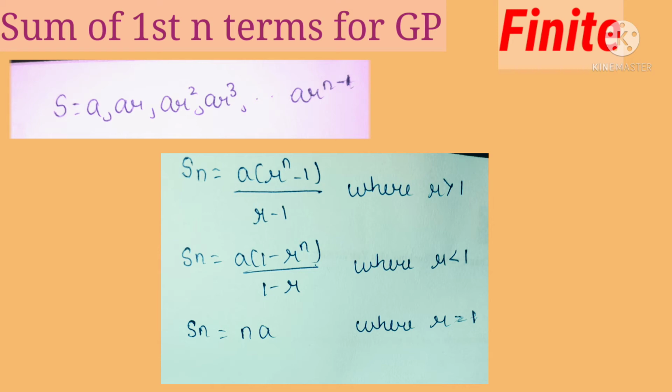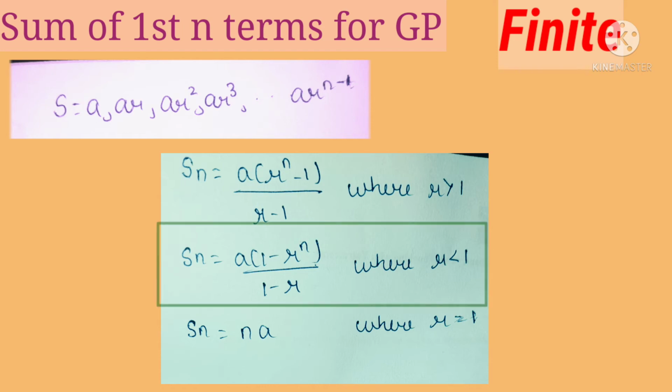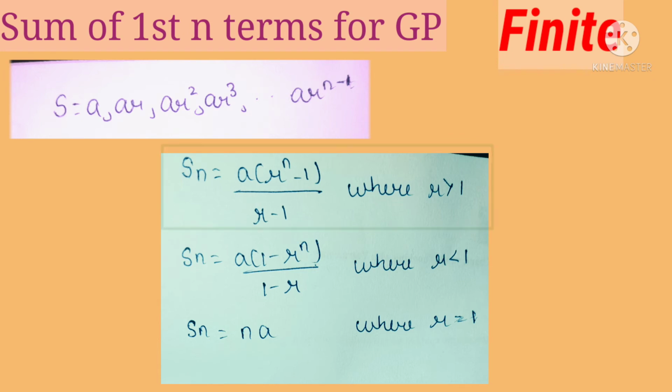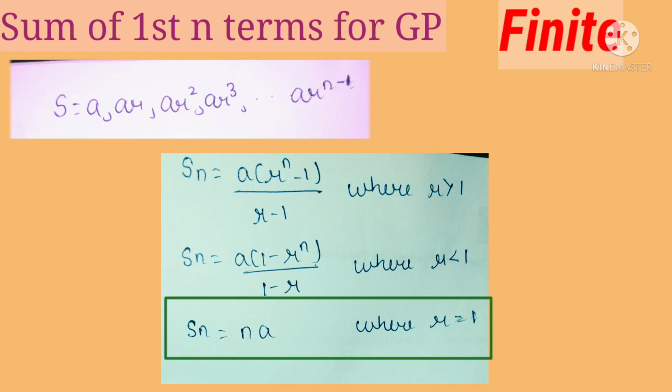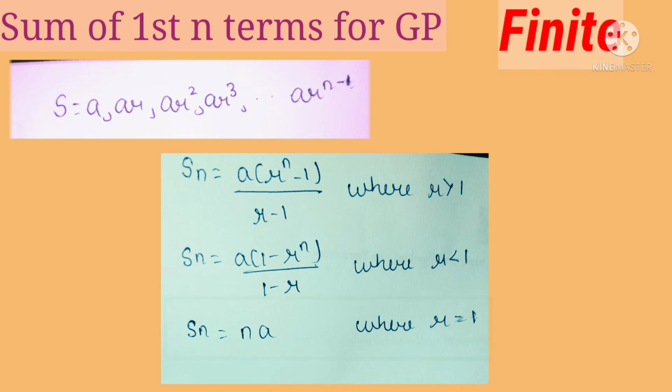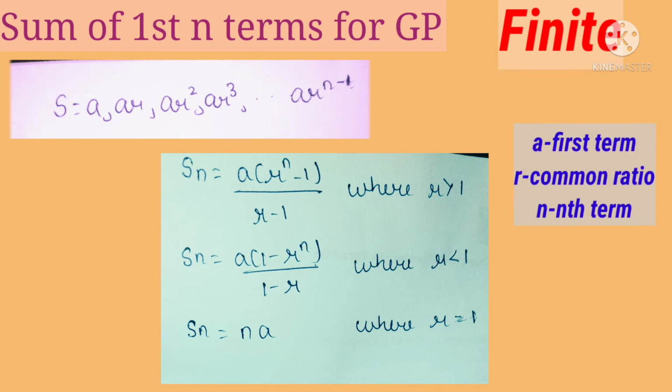If the mod of r is less than 1, then the formula will be a times 1 minus r raised to n, divided by 1 minus r. If r is greater than 1 or less than minus 1, then it's equal to a times r^n minus 1, divided by r minus 1. We can see the difference. And if r is exactly 1, then the formula is equal to an. The a value is the first term, r is the common ratio, and n is whatever the n value is, we just put it in.